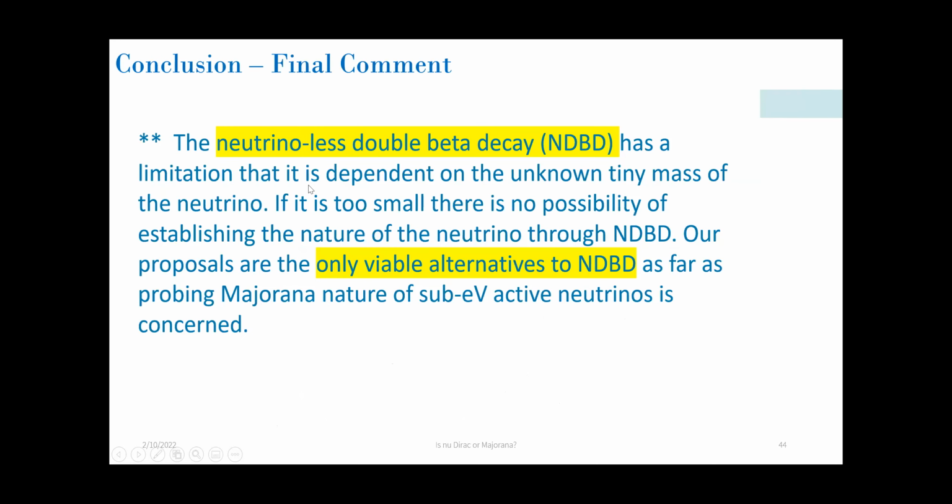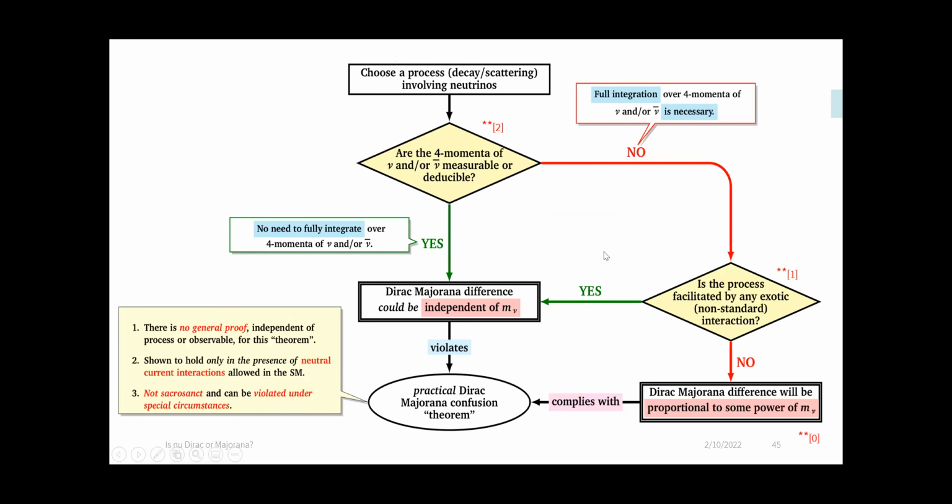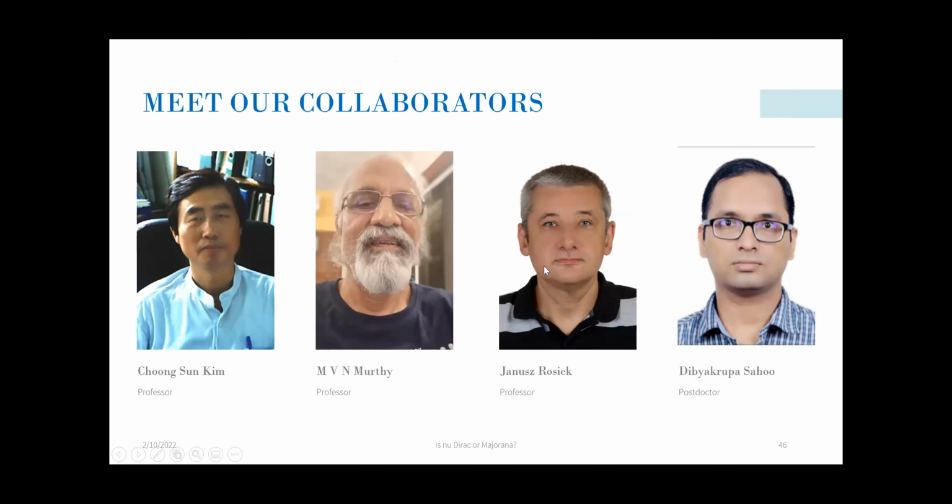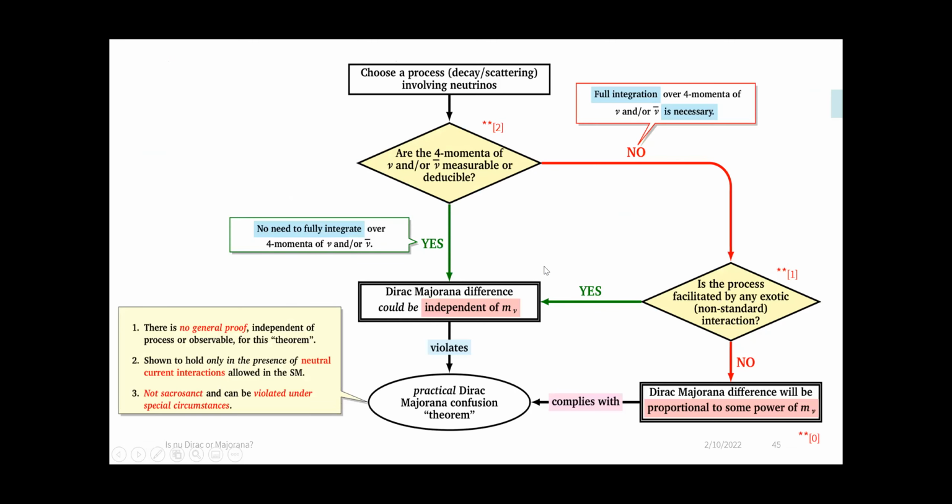Okay, neutron decay has quite a limitation for using it because of the tiny neutrino mass. In the case of such small masses, there is a large possibility of failure. Then the only alternative could be this one, which I mentioned. Now this was the diagram which I showed, and these are my collaborators, okay. Now this is the end.